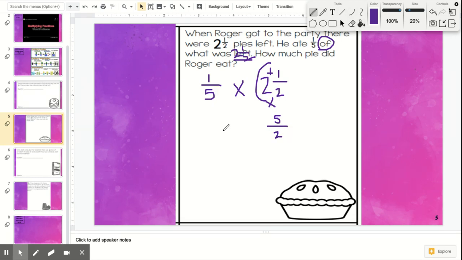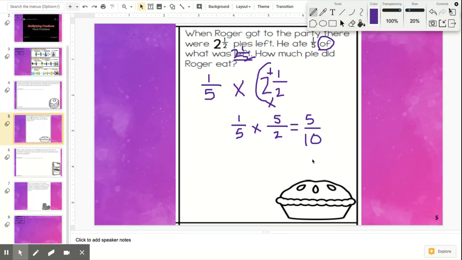Remember, denominator stays the same. So if I bring down the 1/5, it now looks like 1/5 times 5 over 2. So I am now ready to multiply. So top times top, 1 times 5 is 5. Bottom times bottom, 5 times 2 is 10.